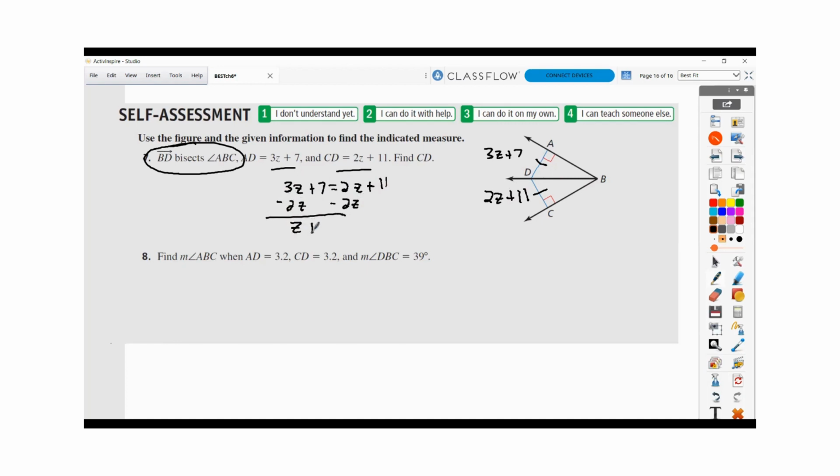So we would have Z plus 7 equals 11. Now we're going to move the 7 over to the other side. Sorry for the mess. Z equals 4. Am I done? Nope. They asked me for the distance from C to D, which again, the distance from C to D they gave us was 2Z plus 11, but Z is 4. Okay, so it's going to be 2 times 4, which is 8 plus 11, or 19. So that's the answer for the first one. So go ahead and write that down. Pause the video if you need to.